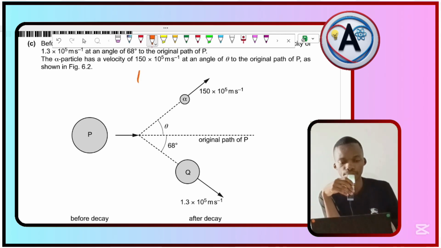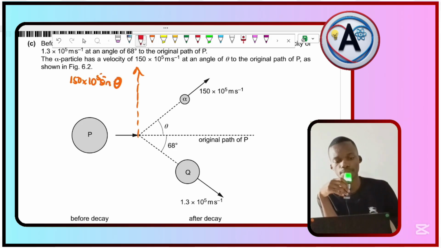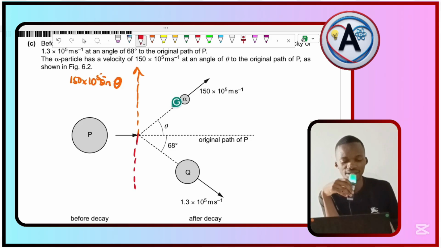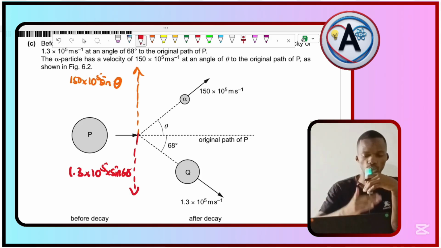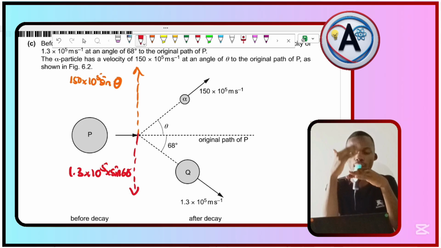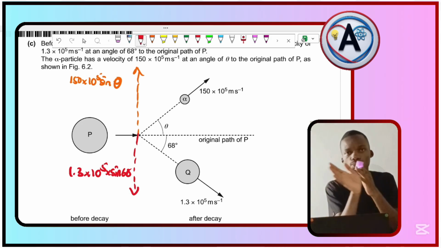So if I were to resolve this in the y, I'm going to have 150 times 10 to the power of 5 sine theta. We've talked about the sine, guys. Sine, cos, resolution. We've done this before, right? If you go here, we have 1.3 times 10 to the power of 5 times sine 68. So we have two velocities, one up, one down, and we can find two momentums, one up and one down. And these are momentums in the y. You solve for y separately, then you solve for x.